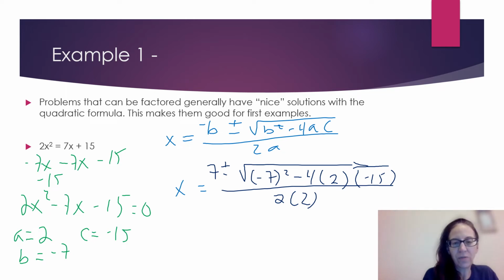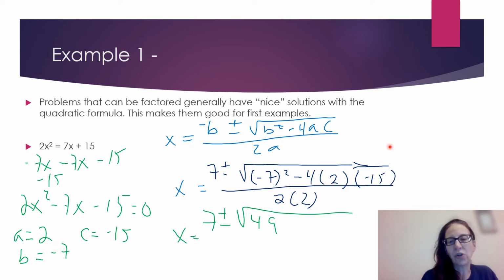So this would become 7 plus or minus the square root of 49. Now, this is where it gets tricky. It is -4 times 2 times -15. So you have a negative times a positive, which is a negative, and a negative times a negative, which would give you a positive, which means that is going to be a plus sign. I'll repeat it one more time. Negative times a positive gives you a negative, and then take that negative and multiply it by this negative, and you will end up with a positive.